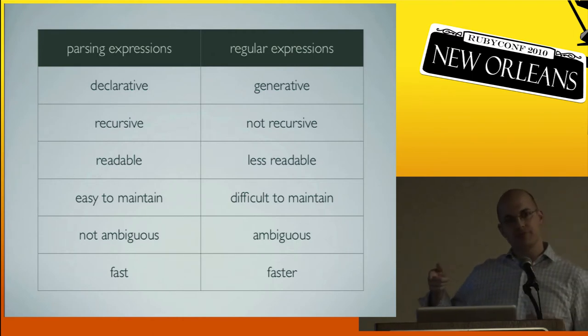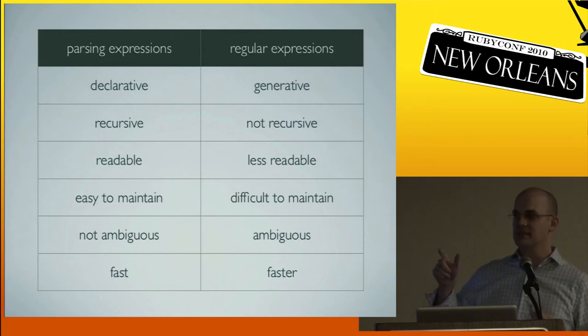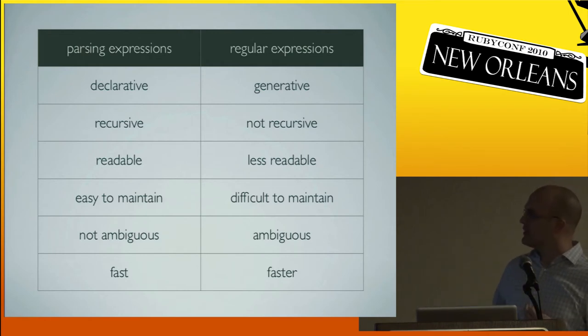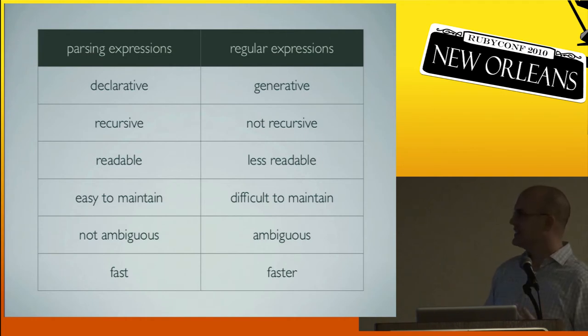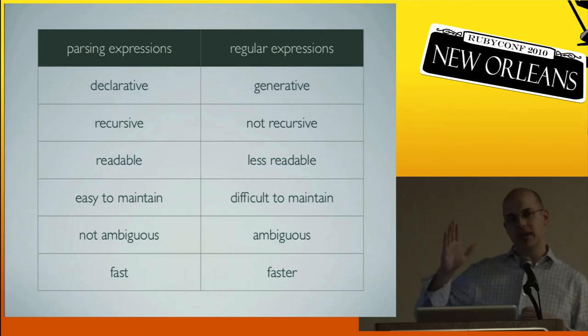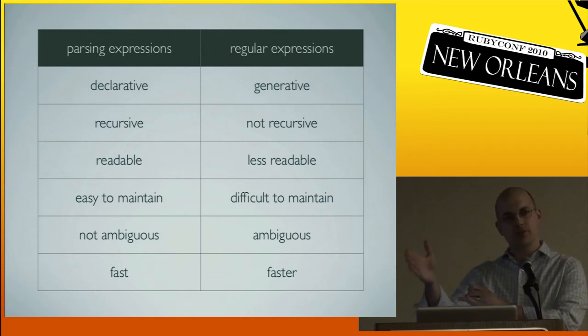Parsing expressions are able to be recursive. Regular expressions are not. You can get some degree of recursiveness in regular expressions with back references, but it's not really recursion. Parsing expressions are readable. Regular expressions are less so. Now, you can make the argument, I mean, I read regular expressions just as well as anybody. Yeah, they're readable to an extent, but you'll see that they're not very readable once they start describing the parsing expressions. Easy to maintain, difficult to maintain. I've already made that argument. Parsing expressions are not ambiguous. Now, this is kind of a technical one. What that means is when you parse something with a parsing expression, there is only one valid tree for that parse. In other words, there is only one route you can take through the grammar to achieve that parse.